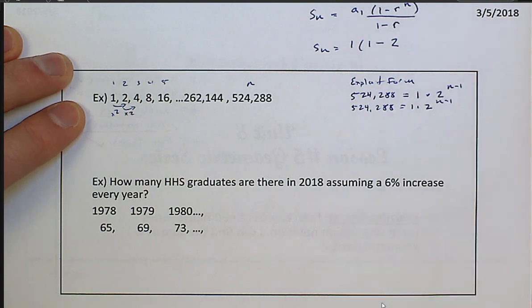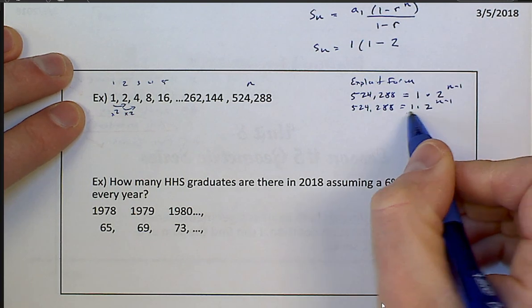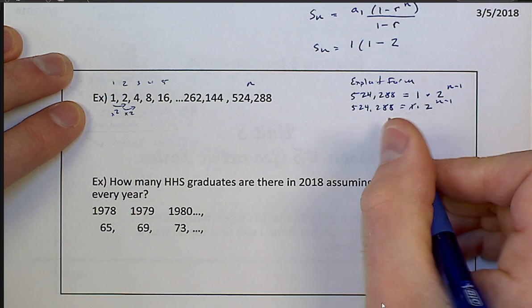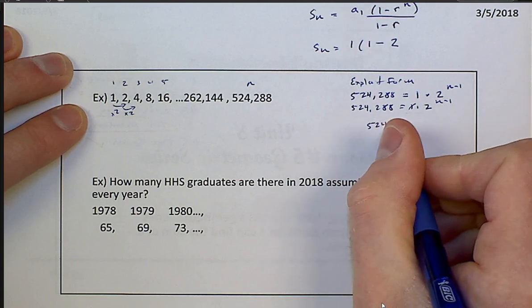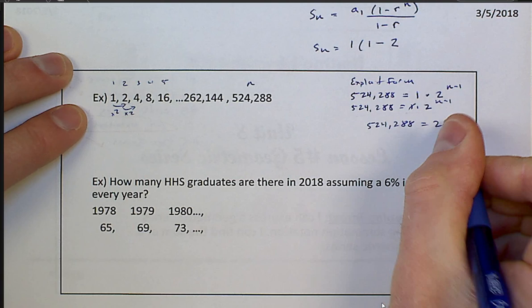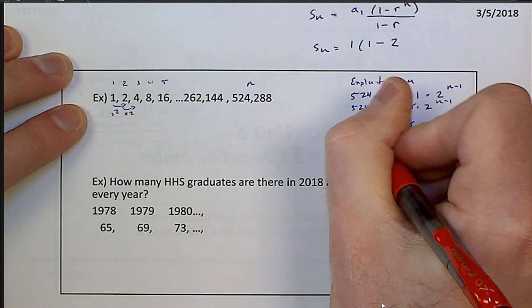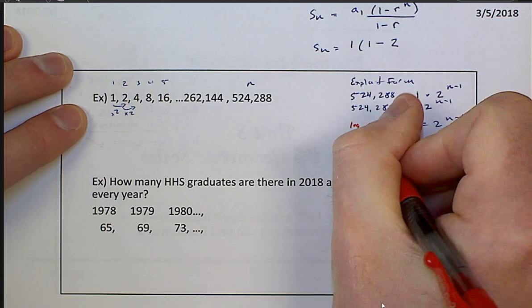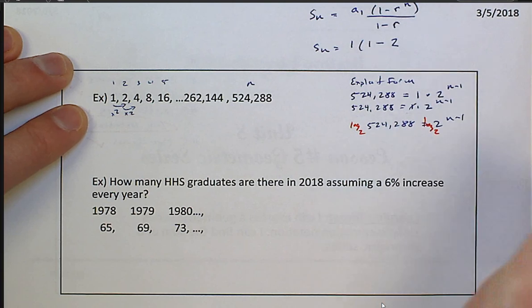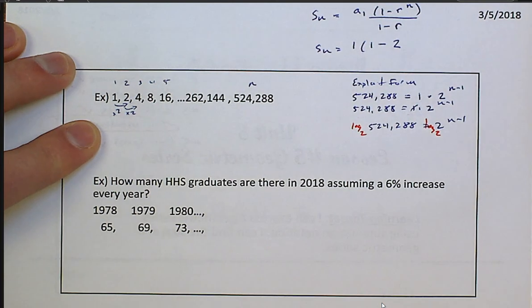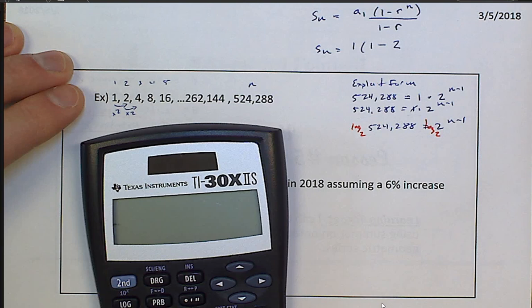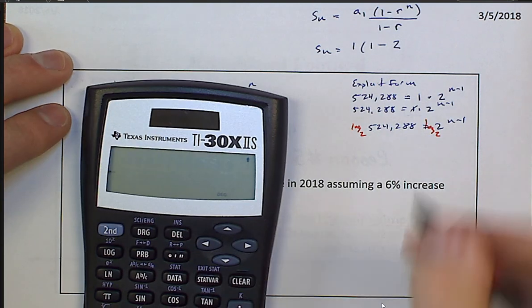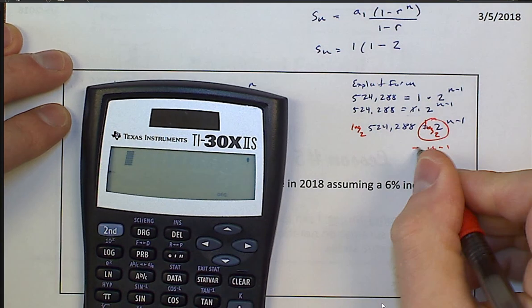So I would divide both sides by 1, but anything divided by 1 is itself. So basically I have 524,288 equals 2 to the n minus 1. So I've got to log both sides. So log base 2 both sides. Okay, so you've got to take out the old calculator, use change of base. Remember, this is going to make 1, so I'm just going to be left with n minus 1 on the right side.